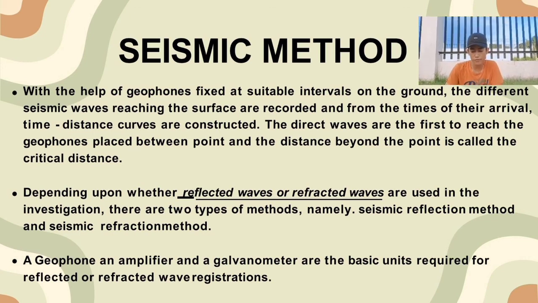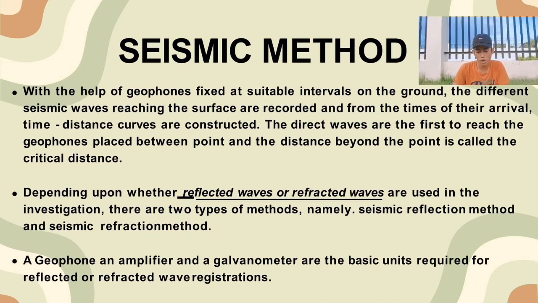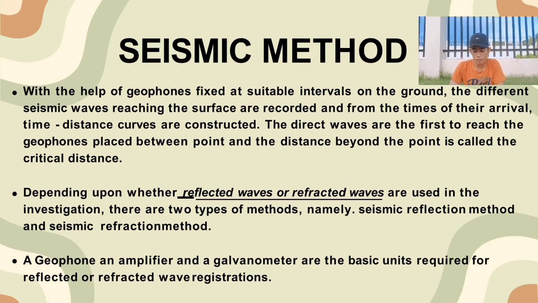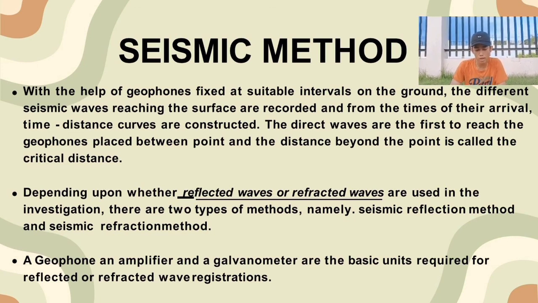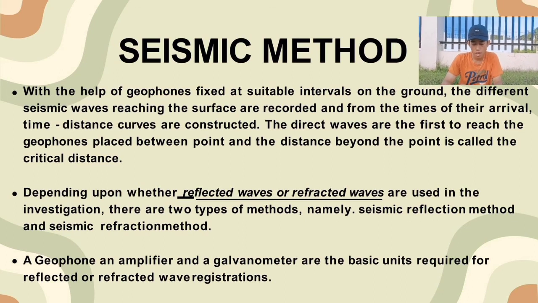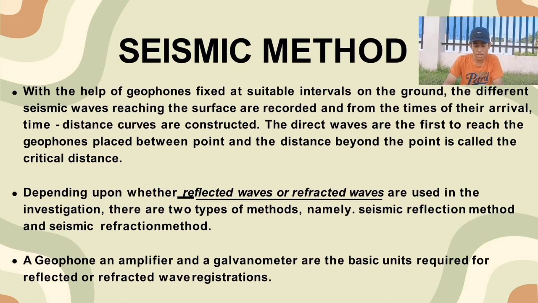Depending upon whether reflected waves or refracted waves are used in the investigation, there are two types of methods, namely the seismic reflection method and the seismic refraction method. A geophone, an amplifier, and a galvanometer are the basic units required for reflected or refracted wave registration.